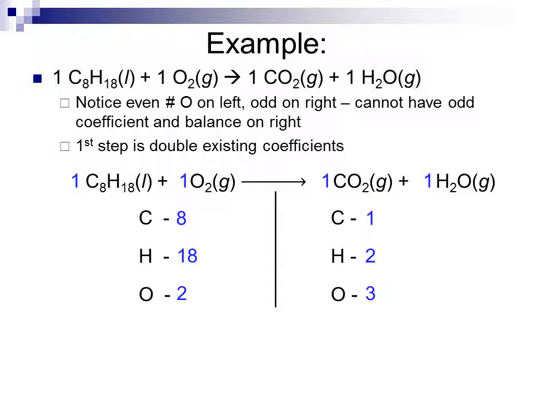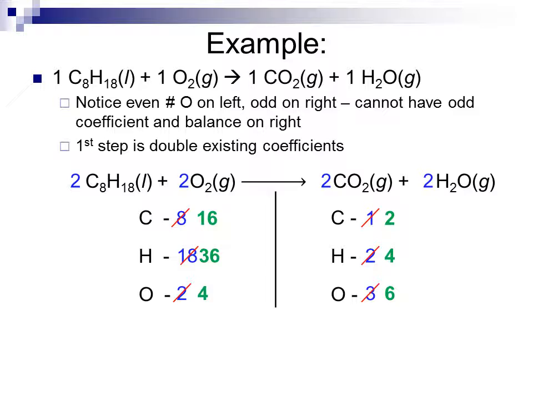So the first step that we can do is to double the existing coefficients to make that even. If I do this, everything becomes a 2, and I go from 8 to 16 for the carbon on the left, 1 to 2 on the right, 18 to 36 for the hydrogen on the left, 2 to 4 on the right, from 2 to 4 on the oxygen for the left, and 3 to 6 on the right. Now I go one by one balancing my elements.